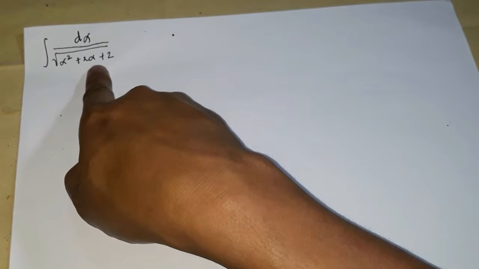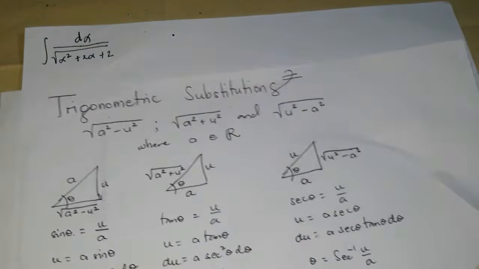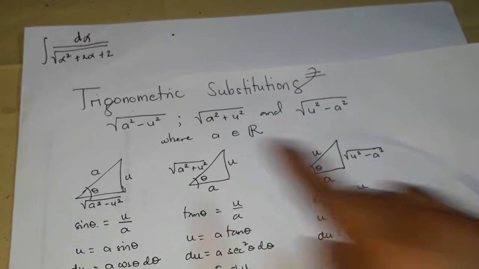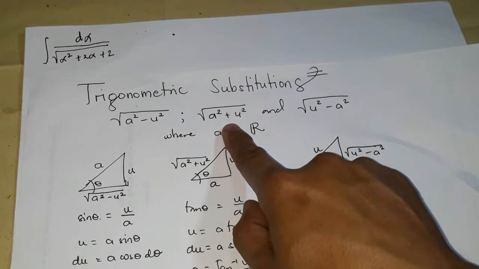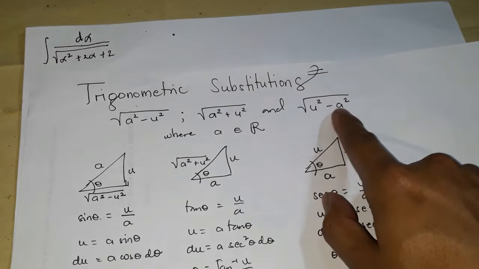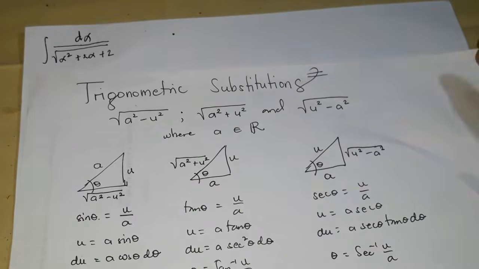Okay, for this type of example, you cannot do a straightforward trigonometric substitution since your integrand contains x squared plus 2x plus 2, and this is trinomial in form. What we need to look for is any of these three: square root of a squared minus u squared, square root of a squared plus u squared, and the square root of u squared minus a squared. So this is of the form x squared plus 2x plus 2. Okay, to make the trigonometric substitution available.